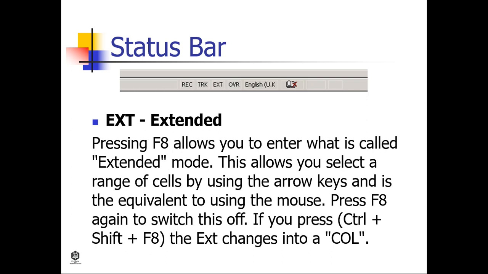Pressing F8 allows you to enter what is called extended mode. This allows you to select a range of text by using the arrow keys and is equivalent to using the mouse. Press F8 again to switch this off. If you press Ctrl Shift F8, the EXT changes into a COL.